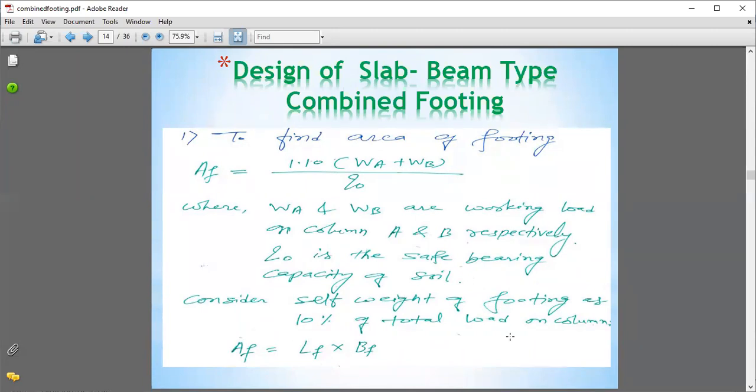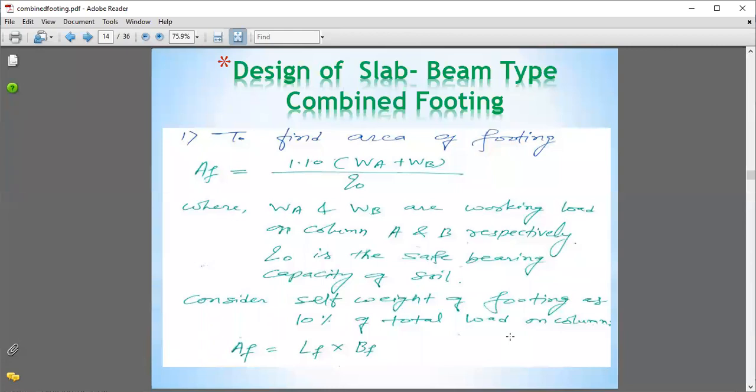Total load, self weight, so the footing self weight we have to consider as 10% of the total load on the column. Whatever load is on the column, W1 plus W2, so 10% of W1 plus W2 is the self weight of the footing.